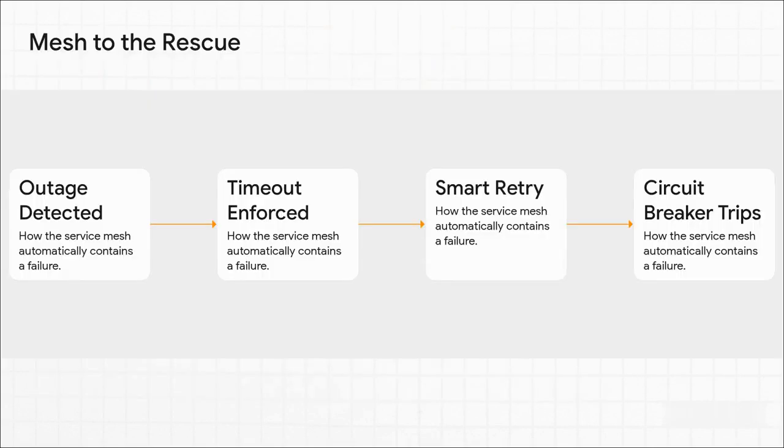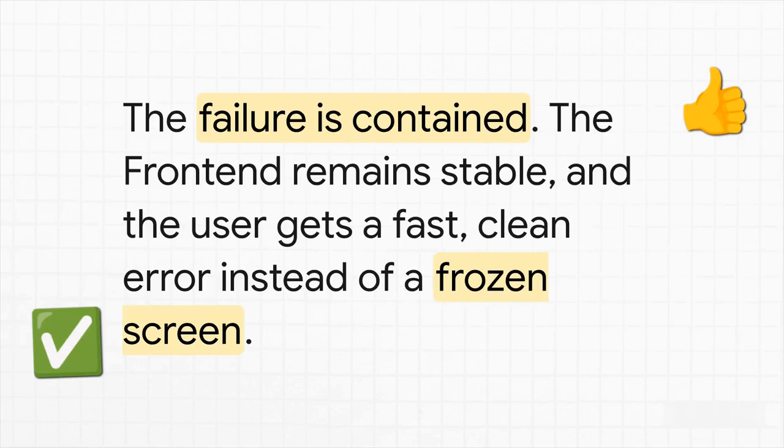Okay, so let's rewind. Let's replay that original failure scenario. But this time, our app has the service mesh safety net. Step 1, the external API starts to get slow. The mesh sees this immediately and enforces our timeout, cutting off that slow request. No waiting around. Step 2, it attempts one smart retry, just in case it was a fluke. Nope, that fails too. So after a few of these failures in a row, bam, the circuit breaker trips. And for the next 30 seconds, it just stops all traffic to that faulty API. Period.